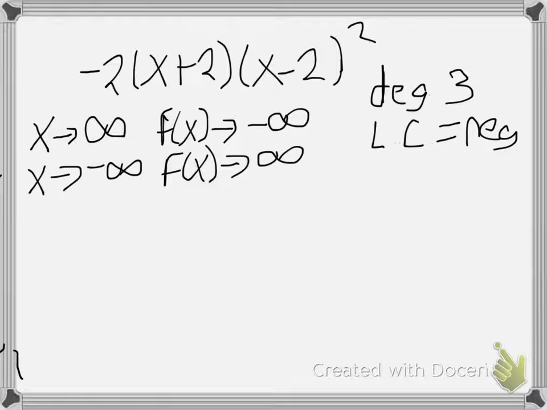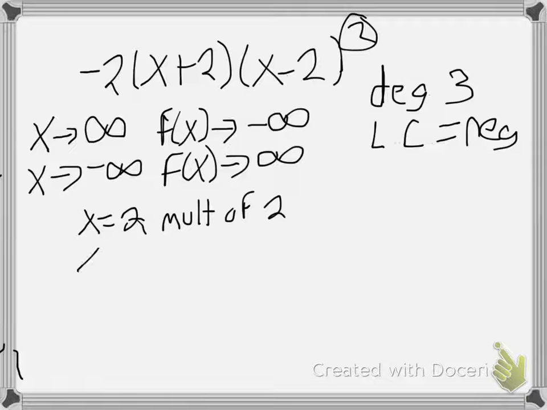Now find the zeros of this function. The zeros should be really easy, guys. We have 2 and we have -2. So we have x equals 2, that is a multiplicity of 2, because of the square right here. We see this 2 times. And we have x equals -2, and that has just a multiplicity of 1.